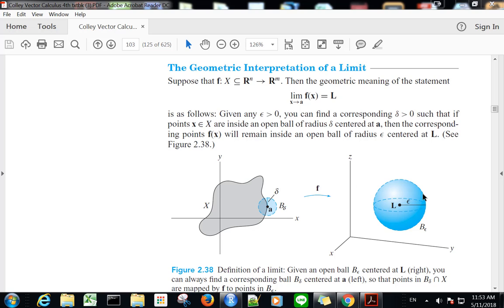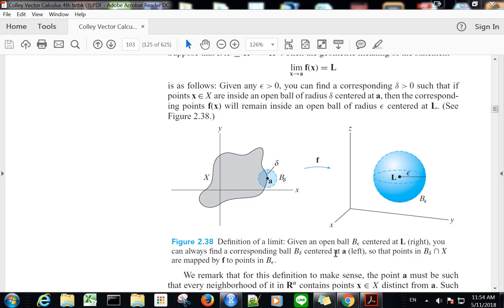Okay, so they say, given any epsilon greater than 0, that is the radius of this ball, you can find a corresponding delta, that is the radius of a ball around A, of radius delta, such that if the points x in X are inside this open ball of radius delta, centered at A, then the corresponding points f of x, all of these points, will get mapped, will remain inside this open ball of radius epsilon centered at L. So that's the geometric interpretation of a limit when we're talking about functions from Rn to Rm.